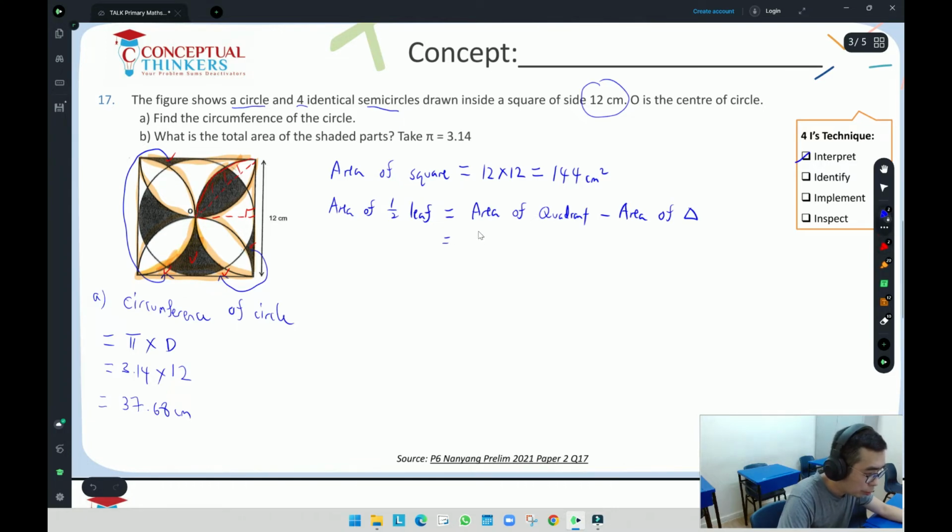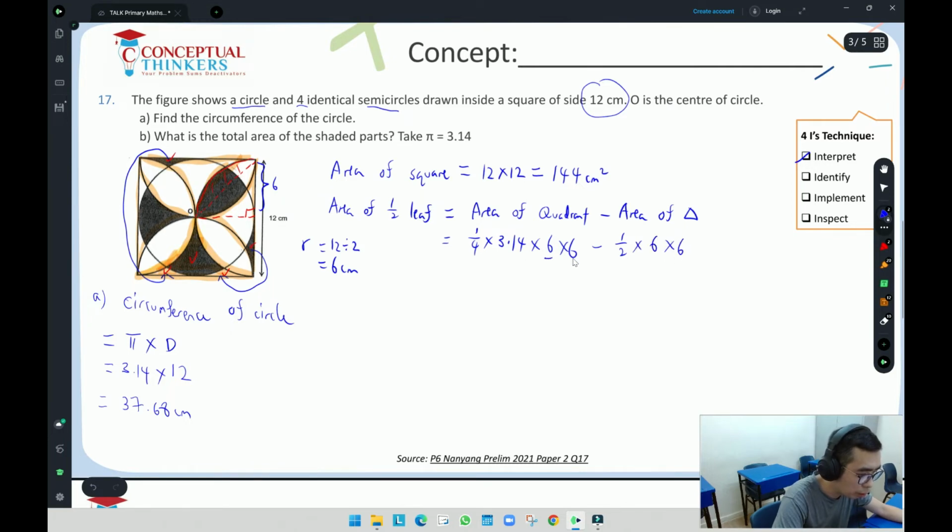So area of quadrant will be 1/4 times pi. What is my pi here? 3.14. Then times now the radius of this quadrant, right? So let's do the calculation for radius. Okay, so radius will be equal to 12 divided by 2, so that will give me 6 cm. So I'm going to multiply by 6 times 6, so this means that from here to here will be 6 cm. Then I minus away the area of triangle will be half times base, which is 6, times height.